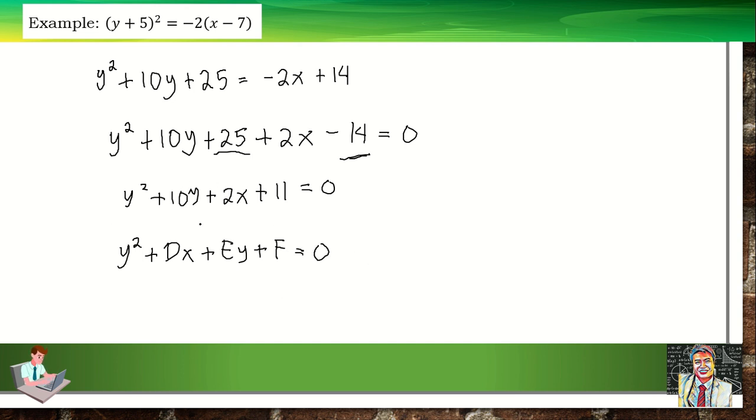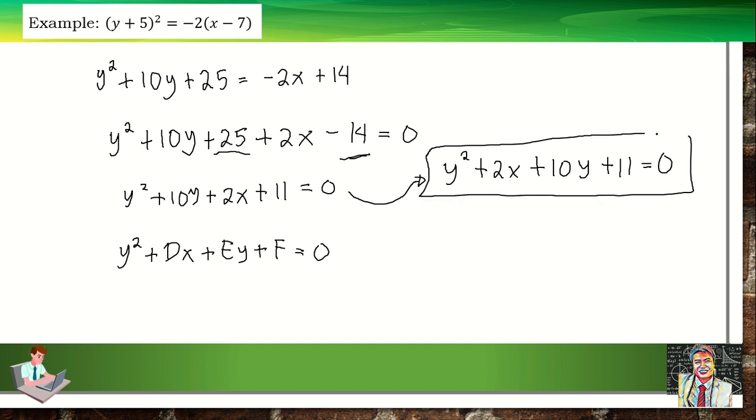So, yan yung lagi. So, since x ang kasunod, relate lang natin itong equation na to. So, that will become y squared plus 2x plus 10y plus 11 is equal to 0. So, yan yung general form na y plus 5 squared minus negative 2 times the quantity of x minus 7. So, itong standard form or vertex form na to, ito yung general form niya.